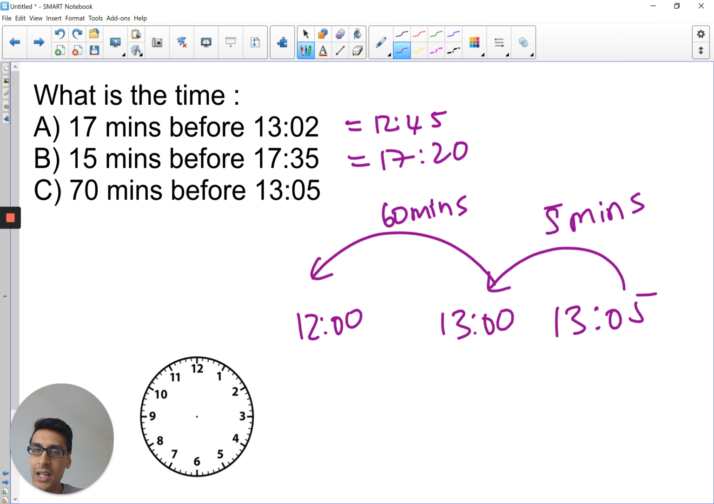And then I can see I want to take 70 minutes off in total. So I'm going to take another 5 minutes off. So 12 o'clock, take away 5 minutes, is going to be 11:55. And that is how you can work out differences.